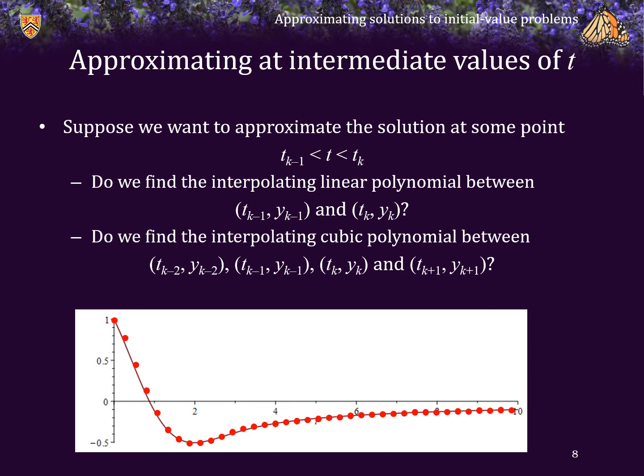How about we take 4 points and we find an interpolating cubic polynomial between those 4 points. So if we wanted to find a value between t_{k-1} and t_k, well, we can take the values at t_{k-2}, t_{k-1}, t_k, and t_{k+1}, find the interpolating cubic between these 4 points, and then evaluate that interpolating cubic at the point t that lies between the 2 inner points. That's another possibility.